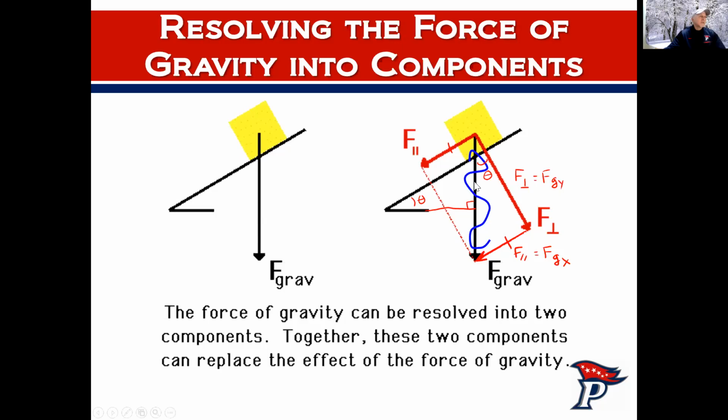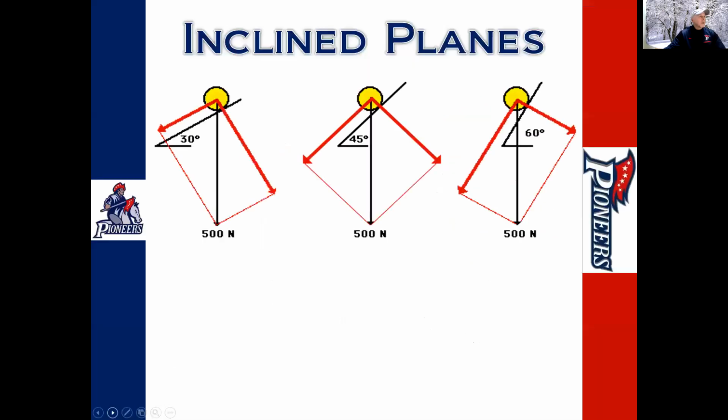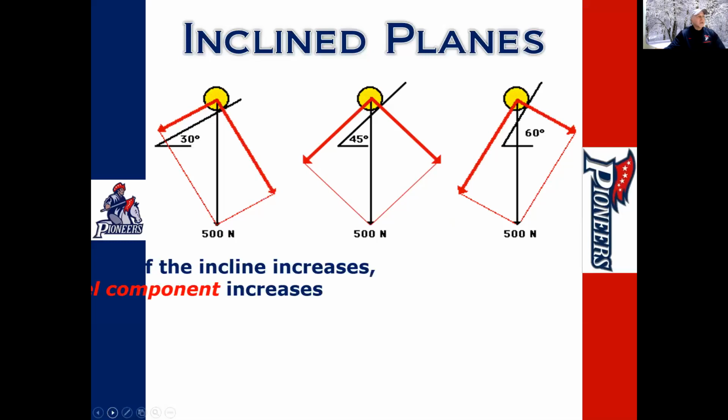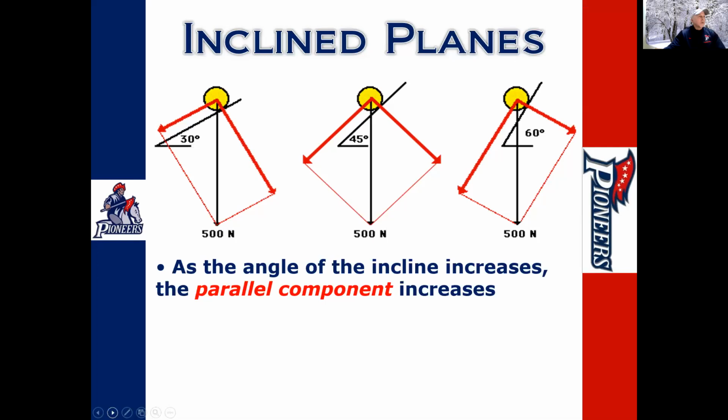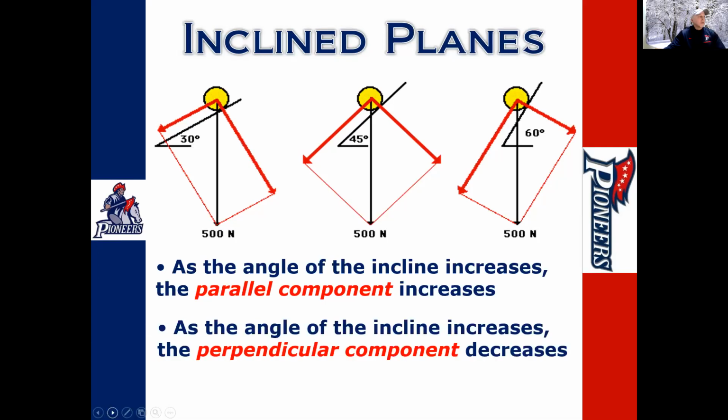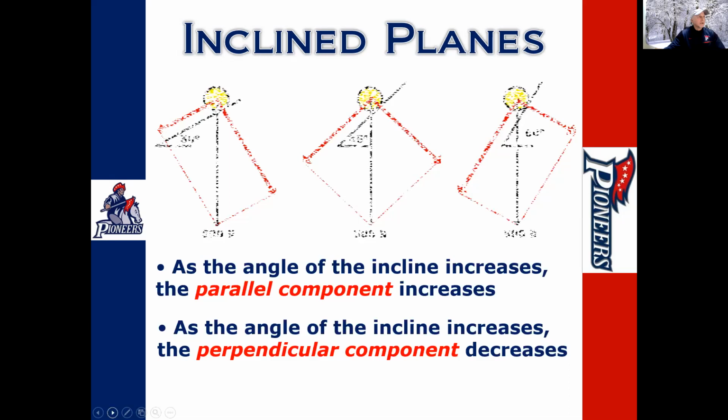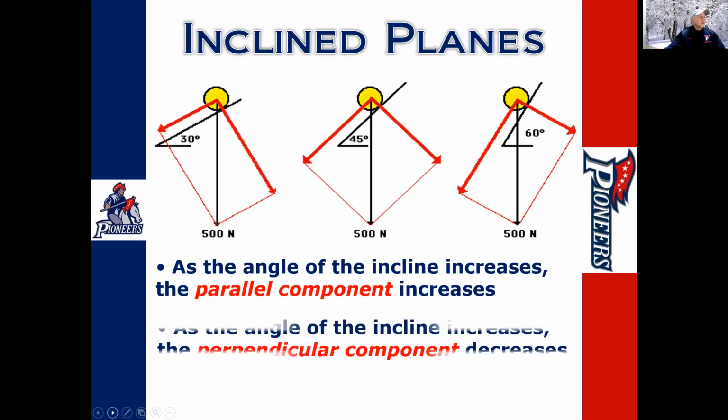But we replace this force of gravity with the two components when we solve these problems. And this just shows you, which hopefully makes sense, that as your angle increases, the parallel component will increase and the perpendicular component will decrease, because eventually if this was 90, then it just falls straight down and there wouldn't be any perpendicular component because it would free fall. These are all slides I had in the pre-lesson, so again, I'm not going to spend a lot of time on these.